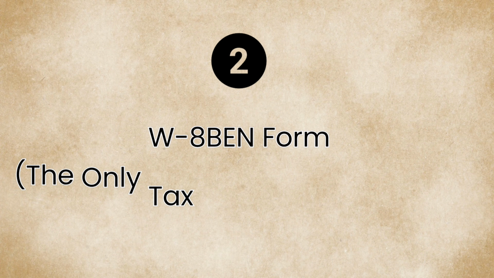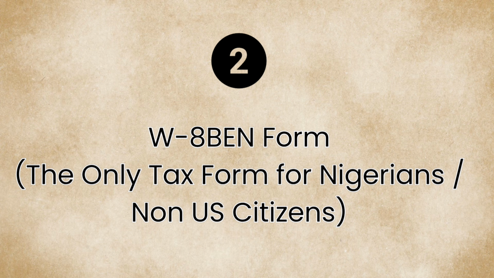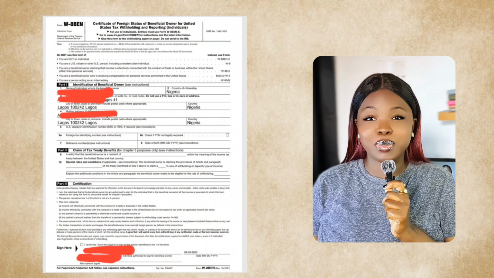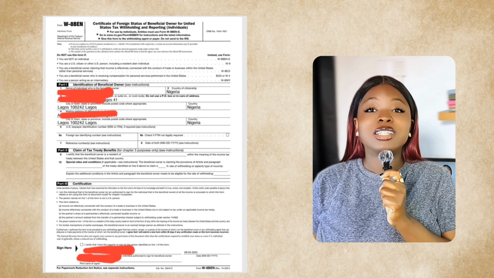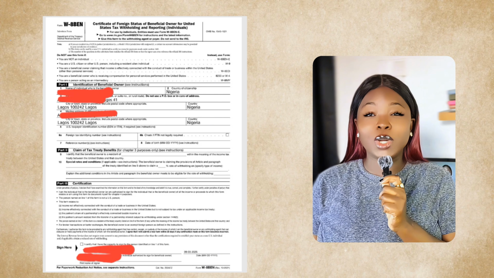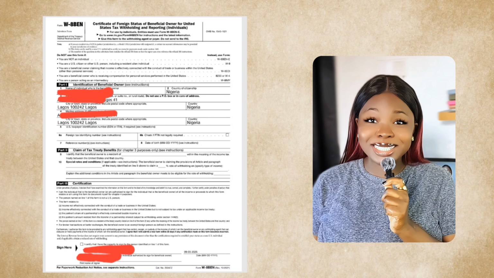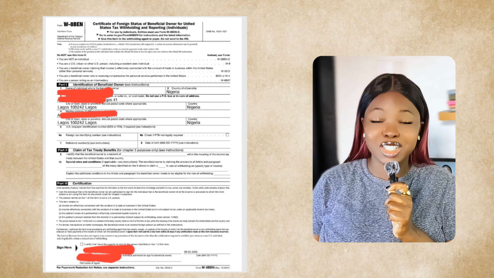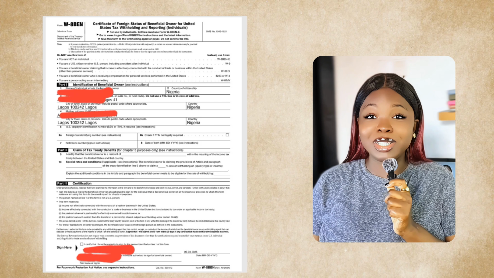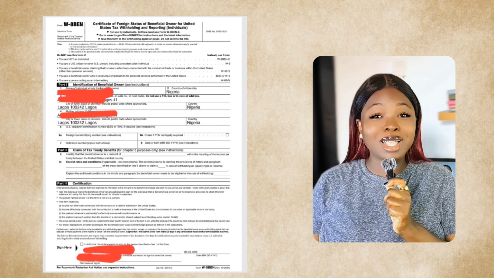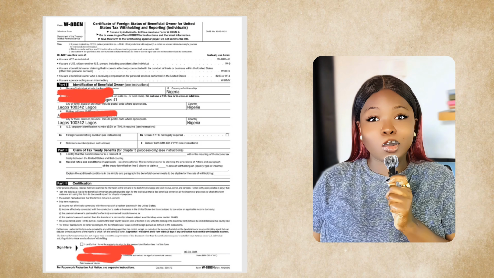Now, the second document you need is your tax form, and it is called the W8BEN form. As a Nigerian, you only need this W8BEN form, nothing else. This is the tax form for non-US citizens. And you can find how to fill this in your Google AdSense dashboard. All it takes is just you filling your name, your address, your postal code, and that's it. And you get to tick some boxes.